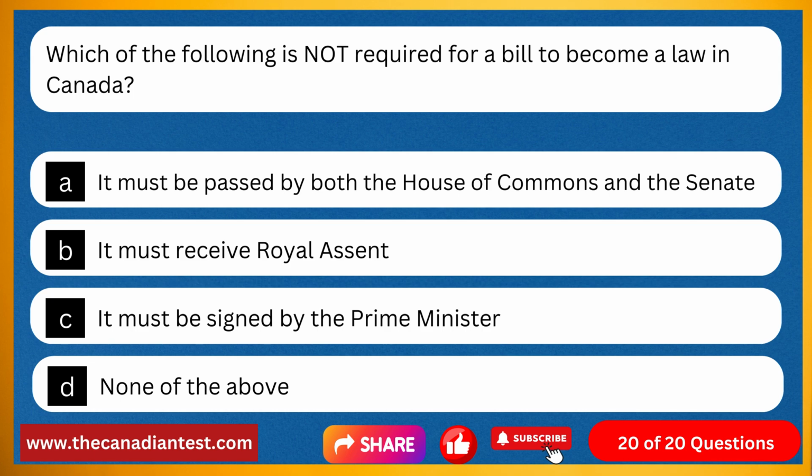Question 20. Which of the following is not required for a bill to become a law in Canada? Option A, it must be passed by both the House of Commons and the Senate. Option B, it must receive royal assent. Option C, it must be signed by the Prime Minister. Option D, none of the above.